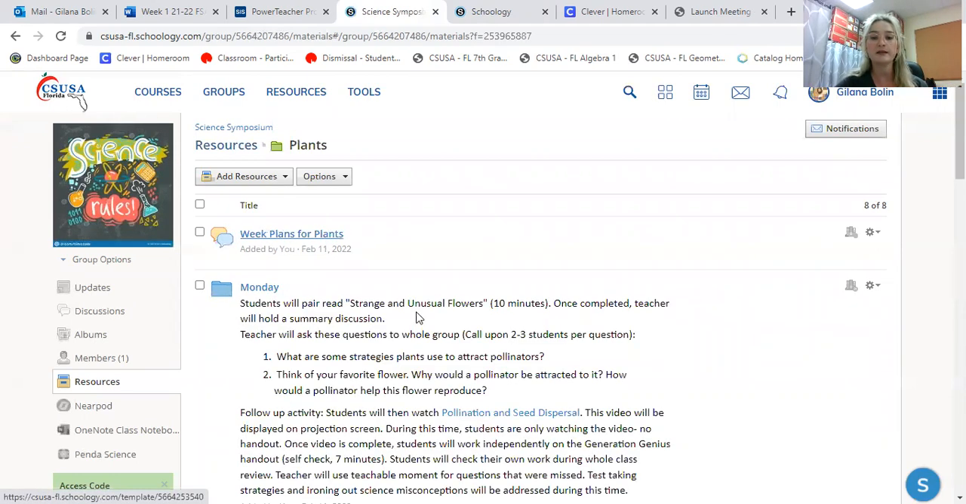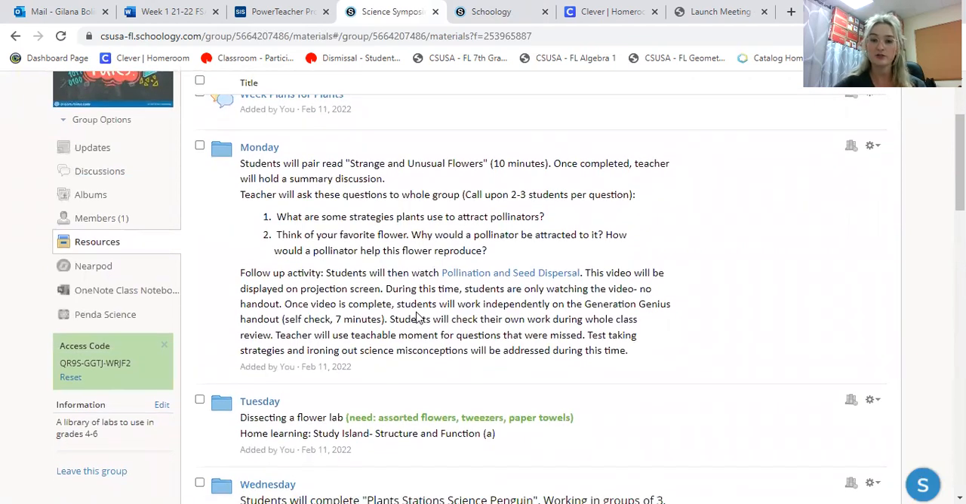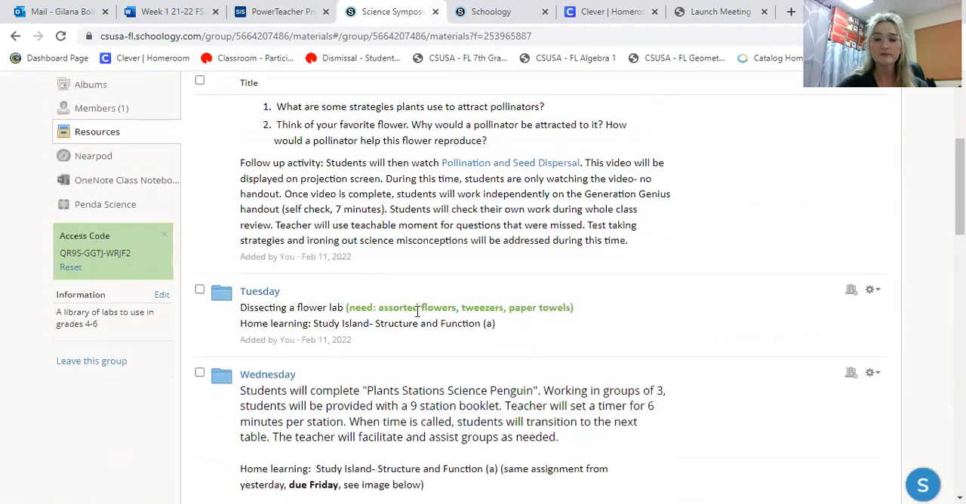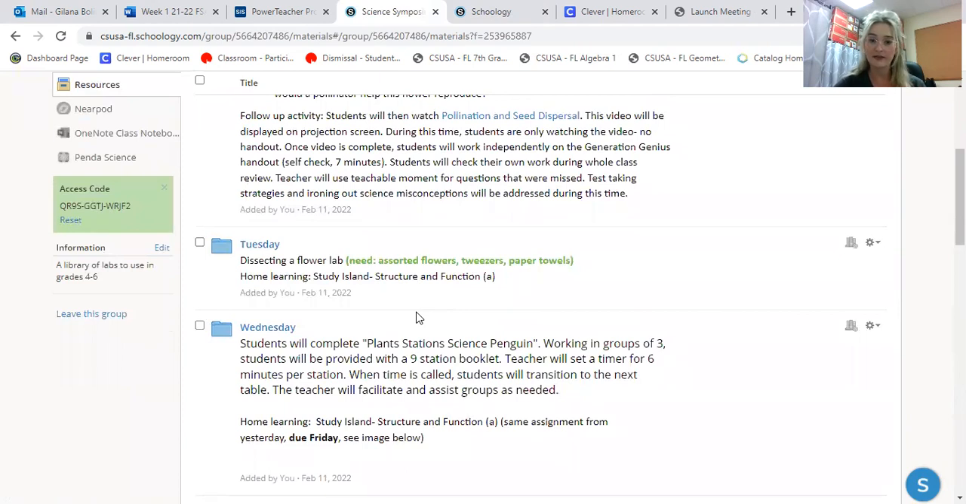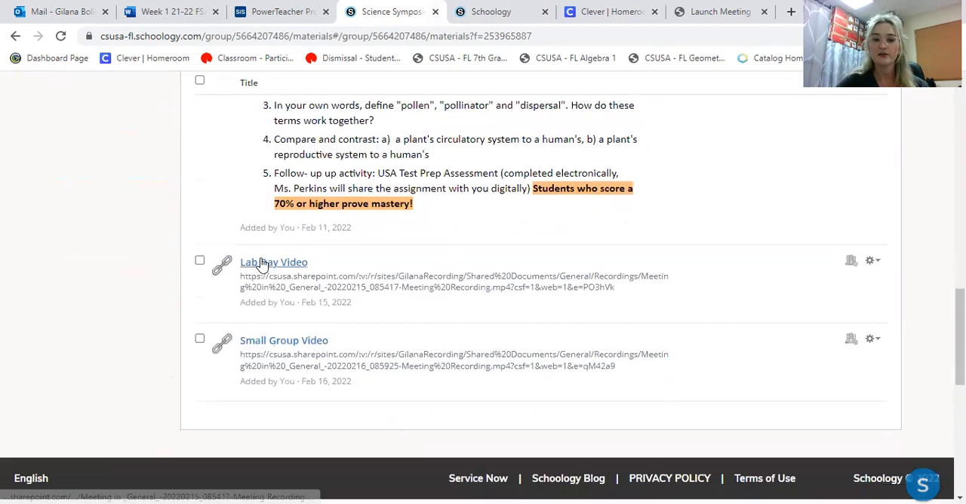But this is basically a week of lesson plans along with instructional software built in and the physical lab that we did. So here we dissected a flower. There's a video in here as well where you can see us actually doing the experiment, which was really cool. And then a small group video lab that we did as well.